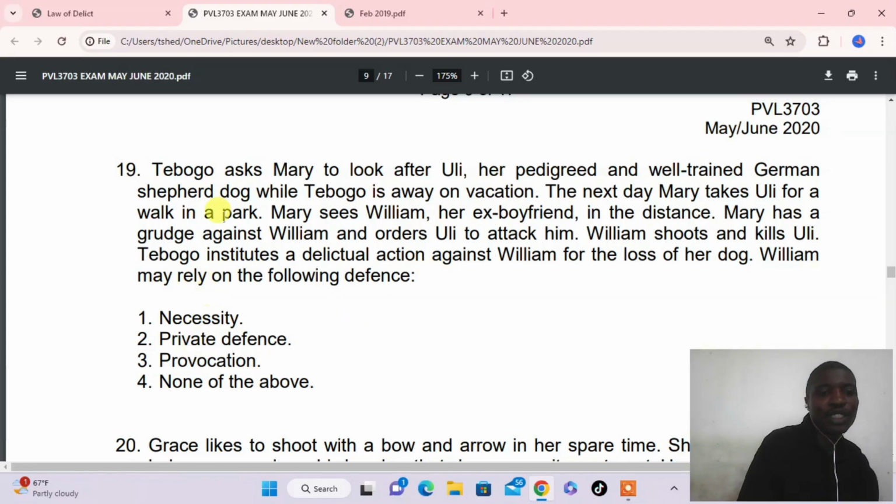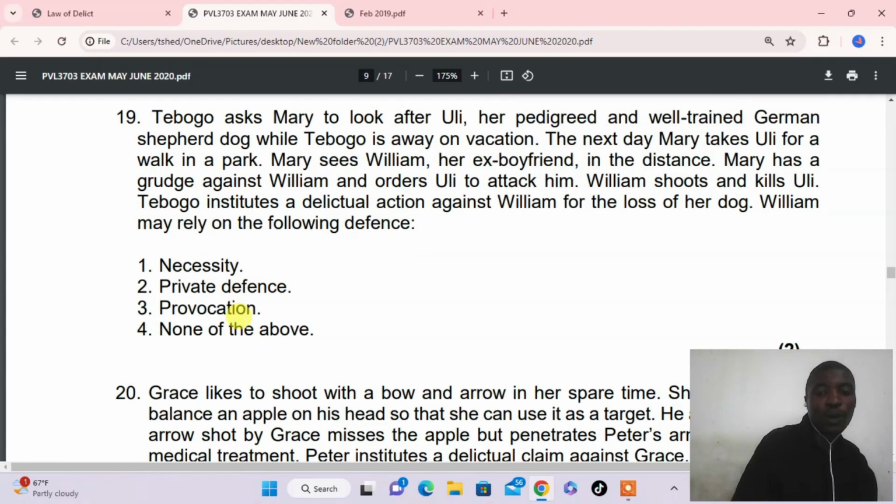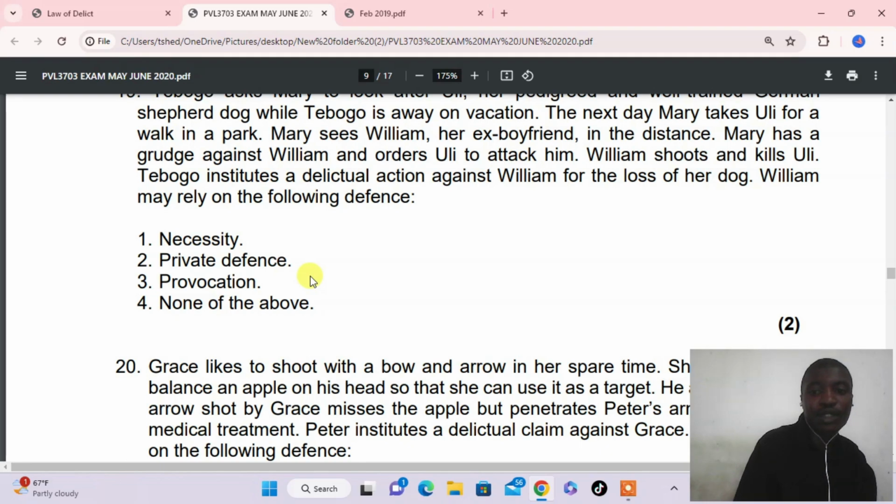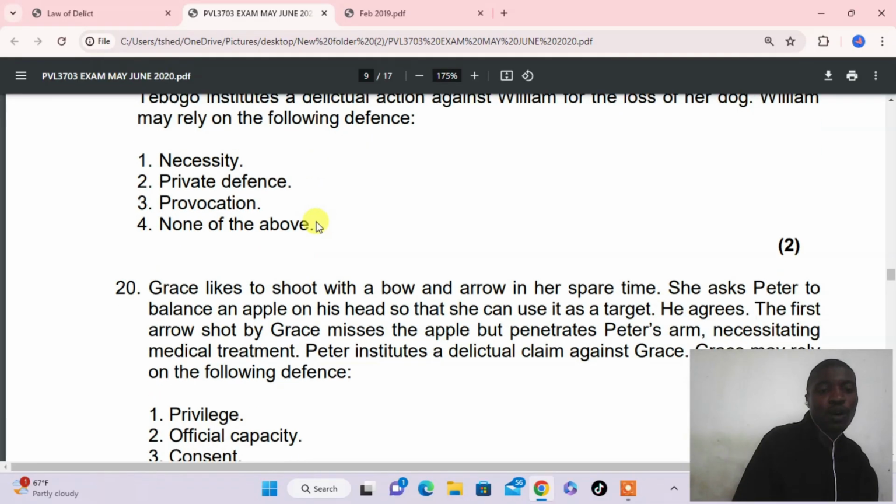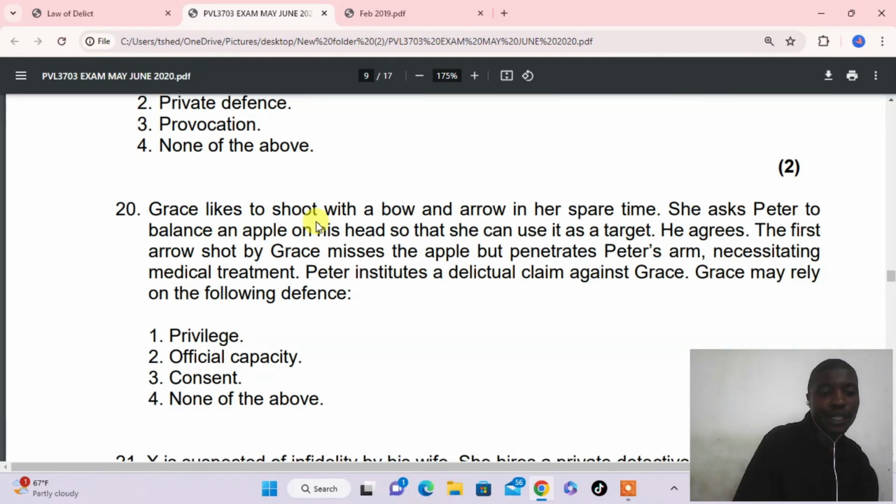Firstly, you must know that Tebuho asked Mary to look after Uli. Therefore, Uli belongs to Tebuho, who is the third party. When a third party's right is violated, we must invoke necessity. So this was very easy. Necessity is invoked, because a third party's dog has been killed.